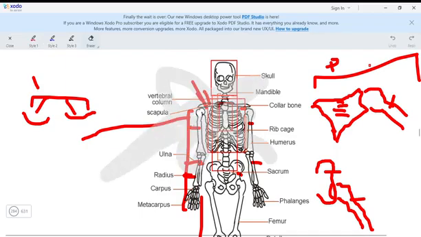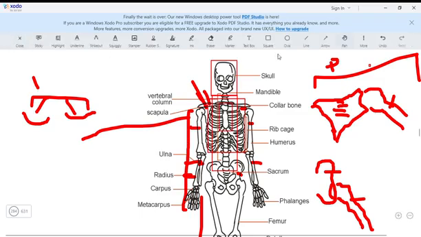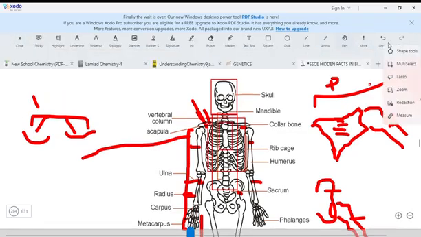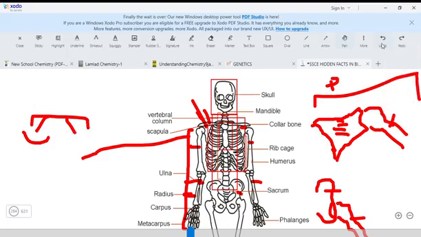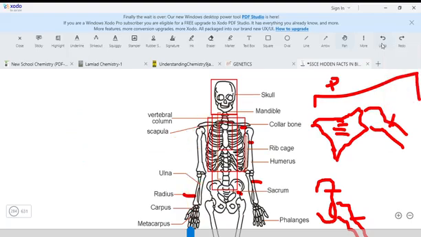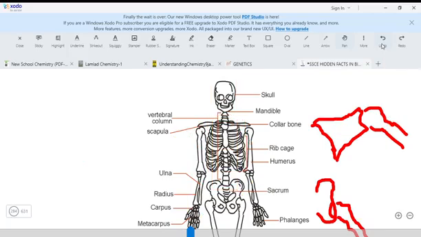Let me erase all this so that we can see. Okay, it's not erasing. Okay, so let me undo all this so that it will be neater for you to see the diagram of the skeleton.